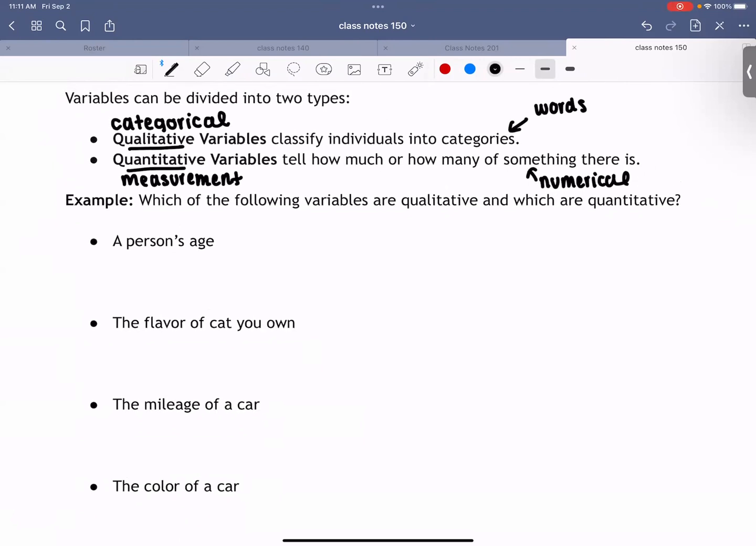Let's do some examples here. Let's do the first one. A person's age. How many think this is qualitative? Okay, how many think it's quantitative? Anyone want to explain why? Number, good. Anyone else? Yeah, if I asked you what your age is, you're gonna be like, I'm 21 or I'm 24 or something like that, right? So the answer is gonna be a number. This is quantitative.